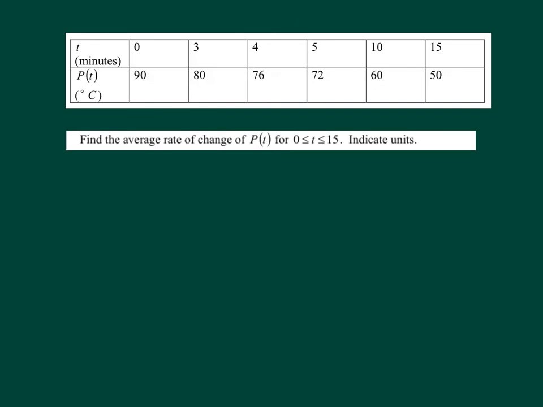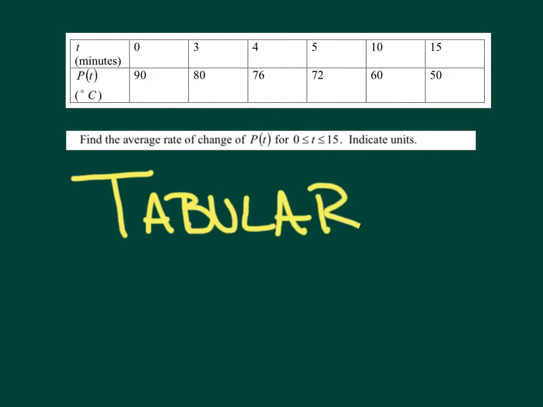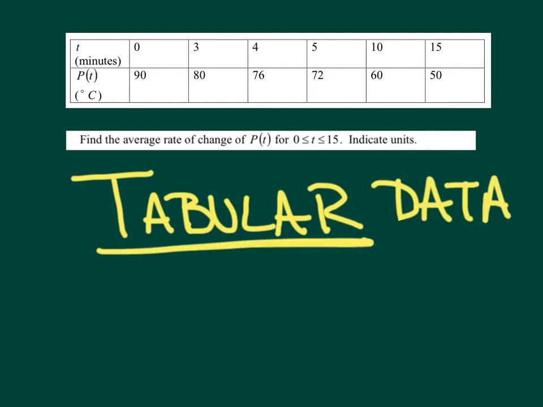All right, let's take a look at the same question with what we're going to call tabular data. And you're going to hear that word frequently throughout the year. And all tabular means is that we're given data in the form of a table. All right, so nothing mind-blowing. You're going to answer the same question. Find the average rate of change.